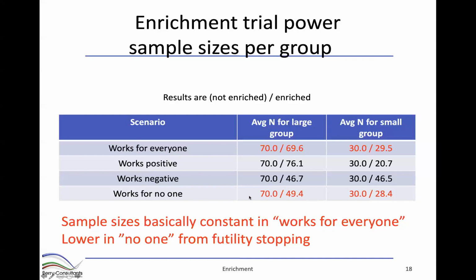In the null, where it works for no one, you can see the sample sizes are significantly reduced, 70 to 50, not so much in the small, the 30 to 28. It's hard to figure out what's going on in the small group because it's small. But you can see the sample size is reduced, and again, that's from the futility stopping. So we do recognize the large group is ineffective.